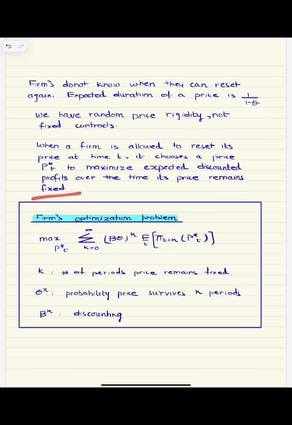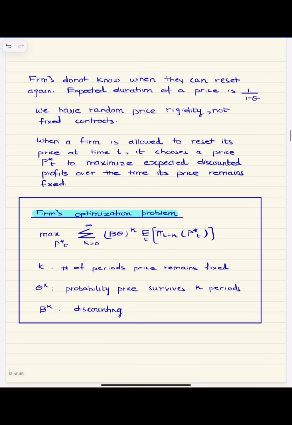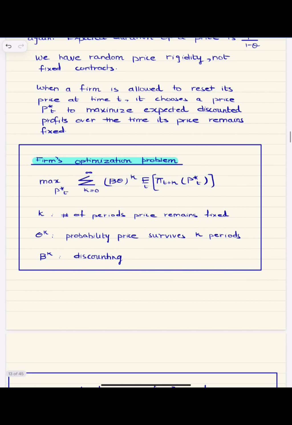So obviously, if you're not allowed to change price for the next 5 years, you will choose a price p star which is going to maximize the discounted value, or basically the present value, of all your future profits in that time period. So what is the firm's objective?